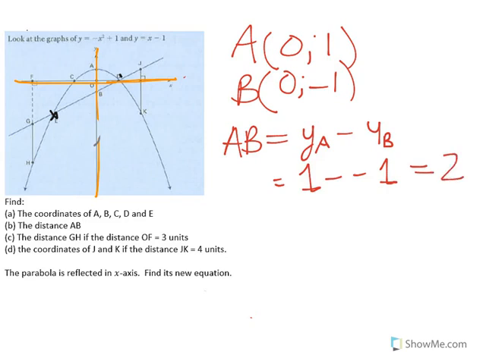And indeed, I mean, if you go from B to A, you go up 1 unit and then up another unit, and so that's a distance of 2. Cool.